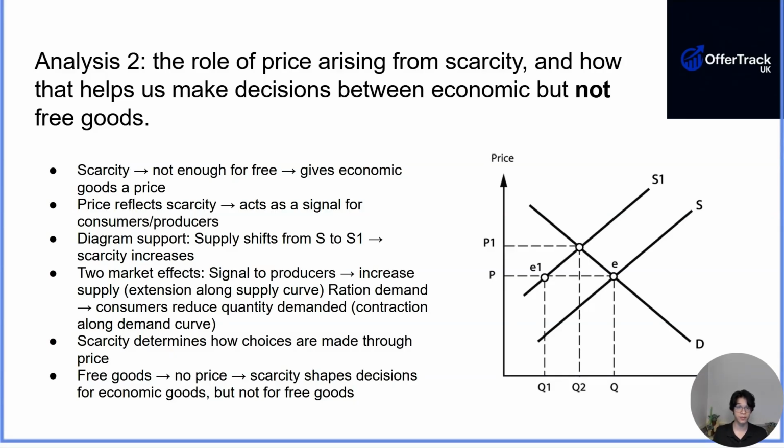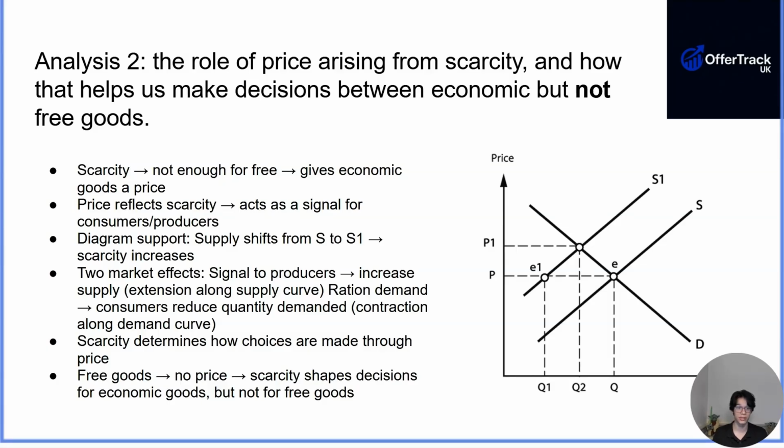But for free goods, it simply doesn't happen. There's no price tag, no allocation problem, and no cost-benefit analysis. After all, you don't weigh up the benefits and costs of breathing air or standing in sunlight because they're free and not rationed. So the economic problem of scarcity doesn't really apply in the same way to free goods as it does to economic goods.